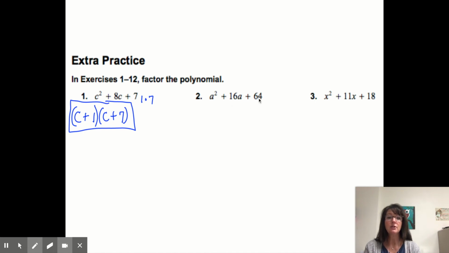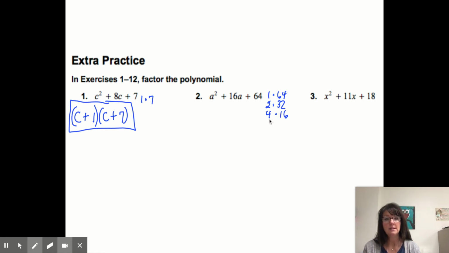Here, we need factors of 64. So if we start listing the factors of 64, this is what I like to do. Listing the factors of 64, we would have 1 times 64, 2 times 32. 3 is not a factor. One of the reasons, if you remember divisibility rules, when you add 6 plus 4, you get 10. And in order to be divisible by 3 or 9, the digit sum has to be a multiple of 3. So 64 is divisible by 4. We have 4 times 16.